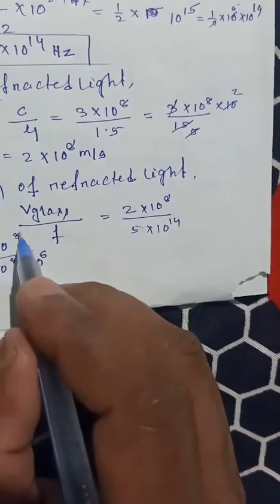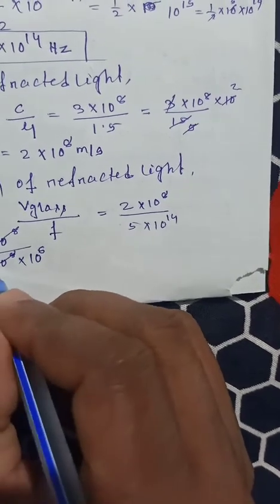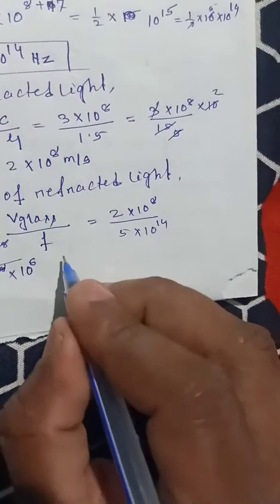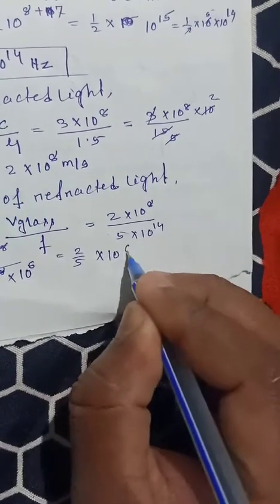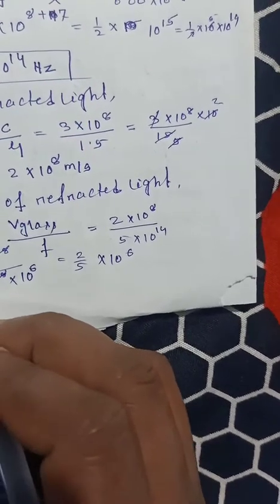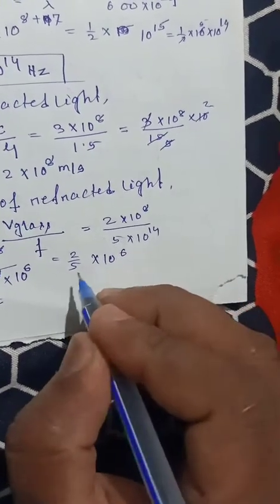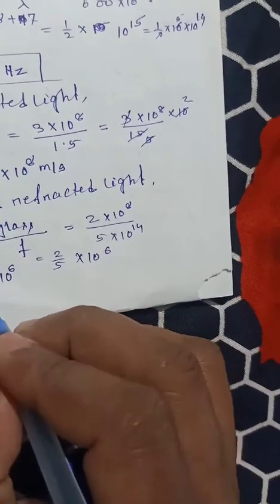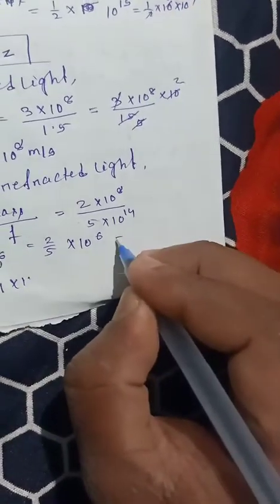Okay, so 10 to the power 8 will cancel. So 2.5 into 10 to the power 6, so that is V by lambda glass is equal to 2.5 into 10 to the power 6, and this one is nothing but how much? 4 into 10 to the power.